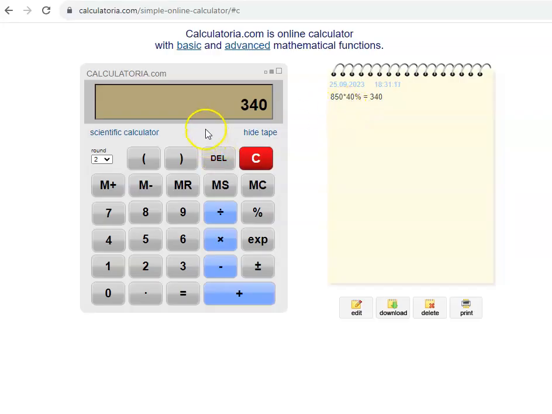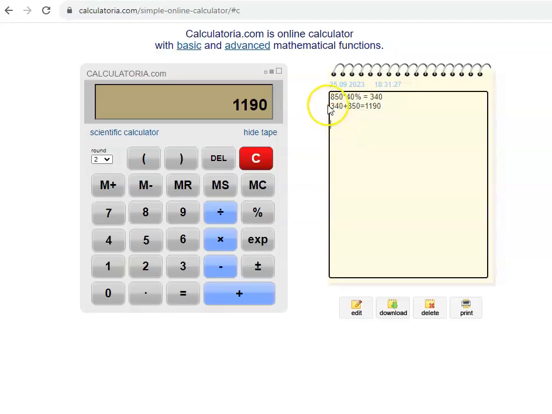Once you get that, this is our dollar markup. You can go straight ahead and press your plus sign and then add the cost, which was $850. This gives me a selling price of $1,190. So that's how you'll complete questions 7 through 13.